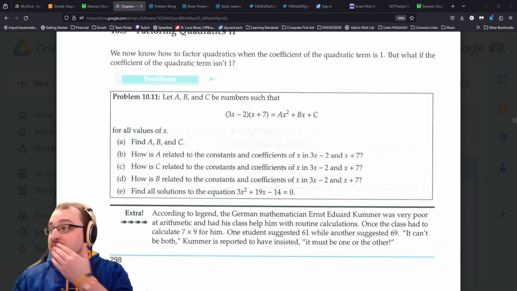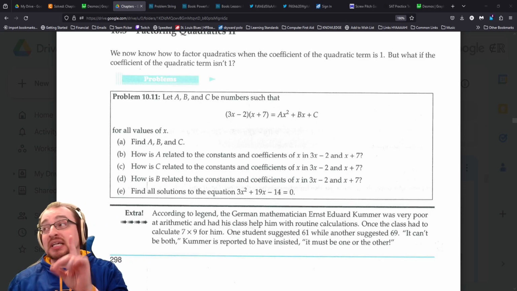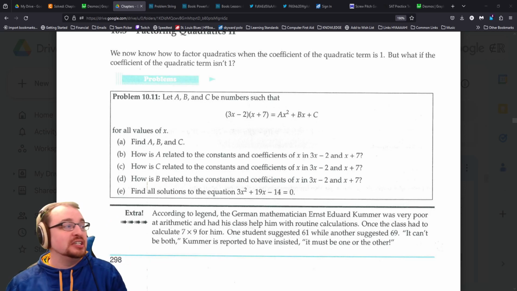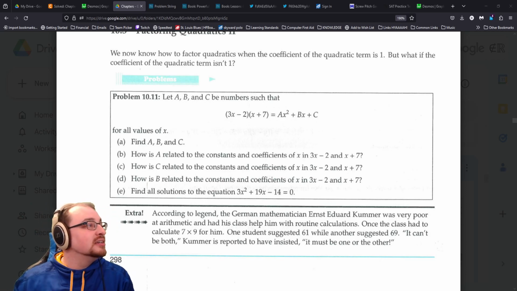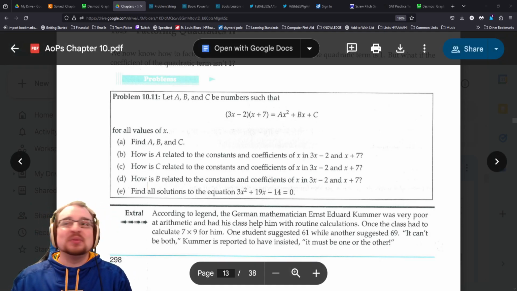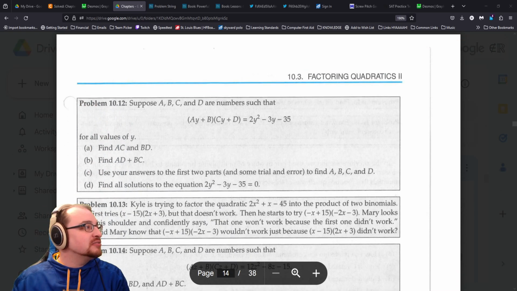Because if you don't get the joke, it can't be both 61 and 69, but it doesn't mean it has to be one or the other. Because 61 and 69 is not 7 times 9. 7 times 9 is, of course, 63. So don't feel bad if you're struggling with a little bit of multiplication. You can still be a really good mathematician. It's about thinking, more so than it is about memorizing facts.